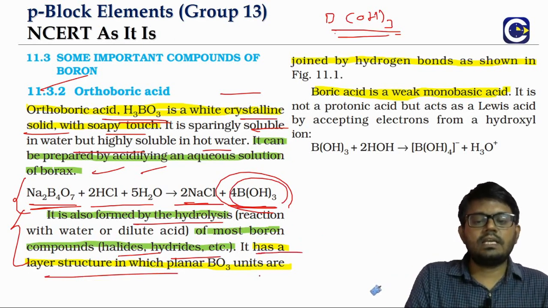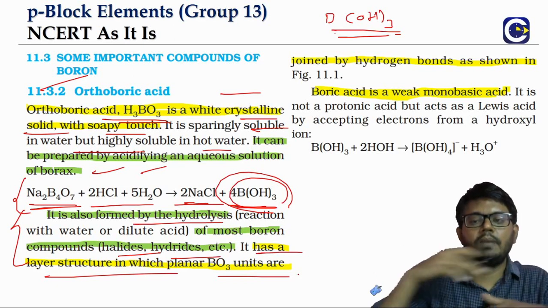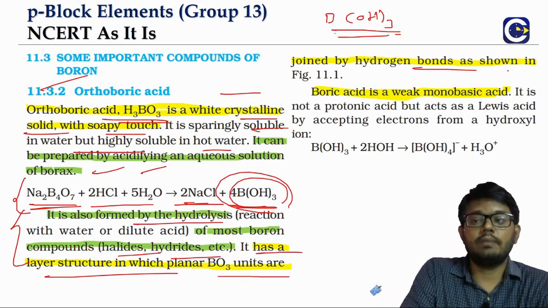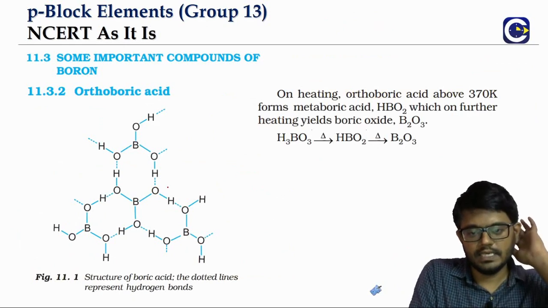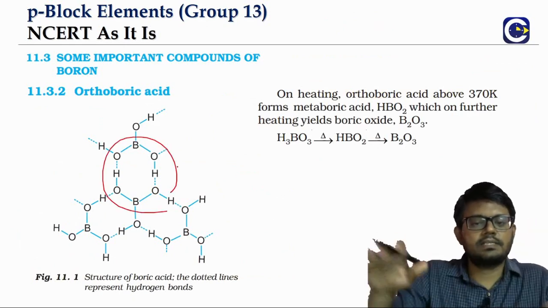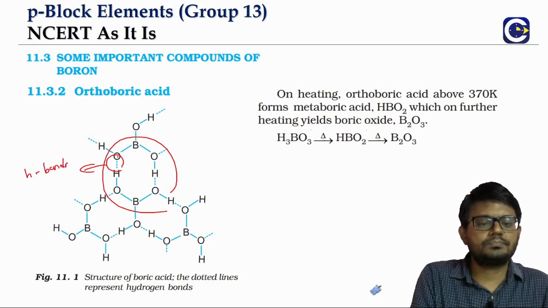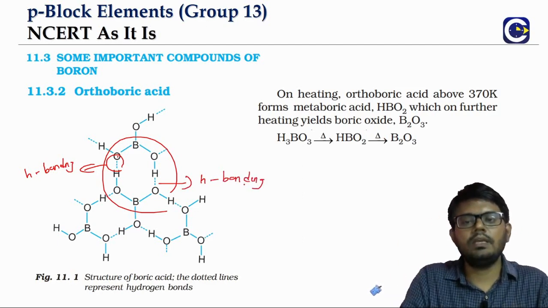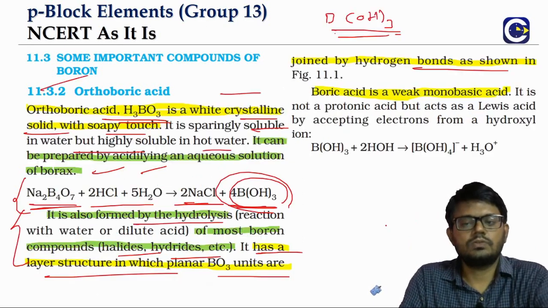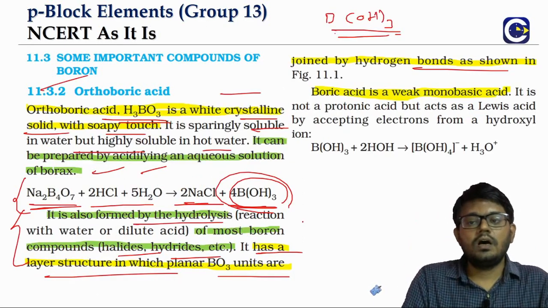So the structure has a layered structure of planar BO3 units, which are joined by hydrogen bonding. We'll talk about it. So we can see here, it will form a ring, planar structure. In the ring, each oxygen will be bonded to one boron by a normal bond, and to another hydrogen. So this dotted line is the hydrogen bonding. In each ring that you see, there will be 2 hydrogen bonds. Okay, so this is about the planar structure of the orthoboric acid.